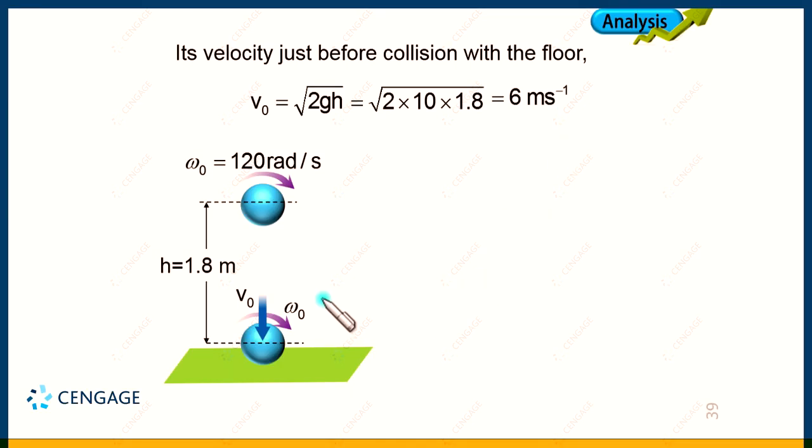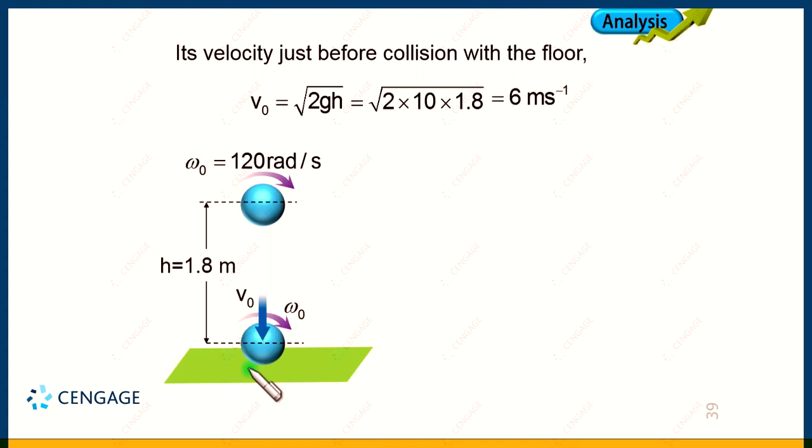Now what will happen when the ball collides with the floor? The floor will exert a normal reaction on the ball, and the ball remains in contact with the floor for a short time. That means the normal reaction between the ball and floor is impulsive in nature. Because of this impulsive normal reaction, the ball will rebound in the upward direction, right? But the ball is rotating. That means the surface of the ball slides over the floor during contact, which is for a short time. That means friction comes into existence.